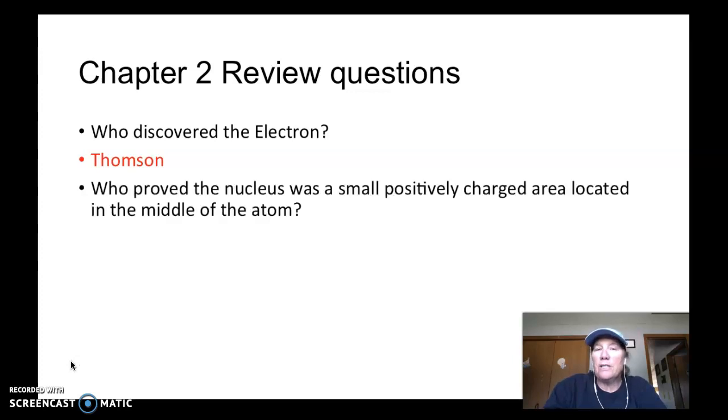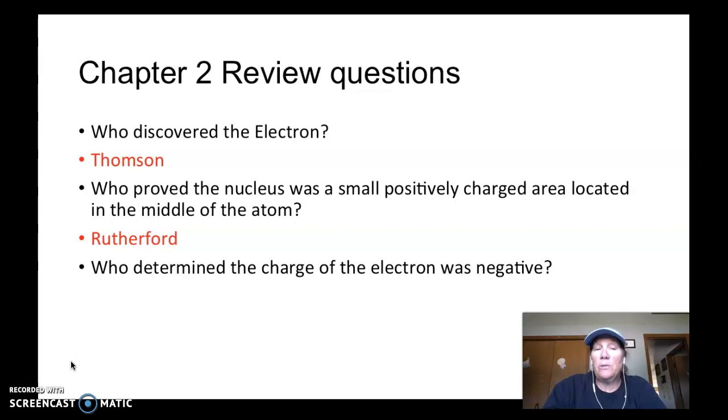Who proved the nucleus was a small, positively charged area located in the middle of the atom? This was the gold foil experiment. Good old Ernest, though I've always heard it as Ernst Rutherford. He's the one that figured out that there's a dense middle, and he called it the nucleus.